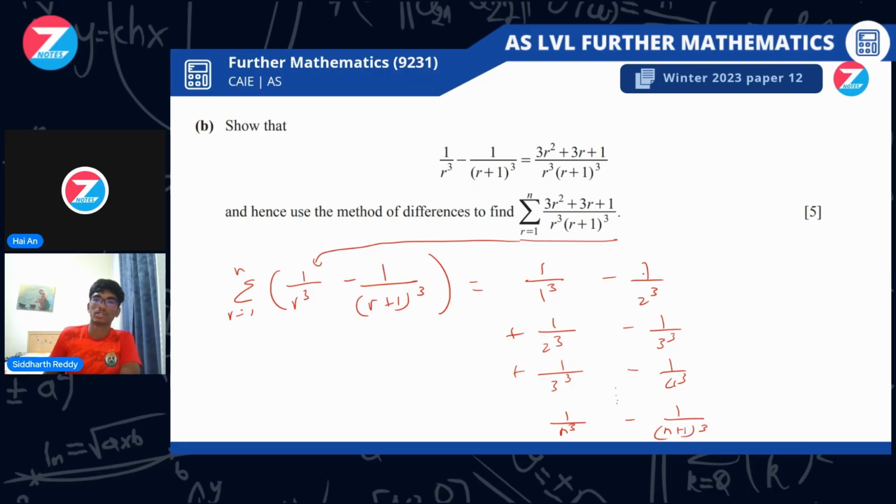So what we note is this plus 1 by 2 cube and this minus 1 by 2 cube cancel. 1 by 3 cube and minus 1 by 3 cube cancel, and on until we are left with just 1 by 1 cube minus 1 by n plus 1 cube. It's just 1 minus 1 by n plus 1 cube. So this is our final answer.